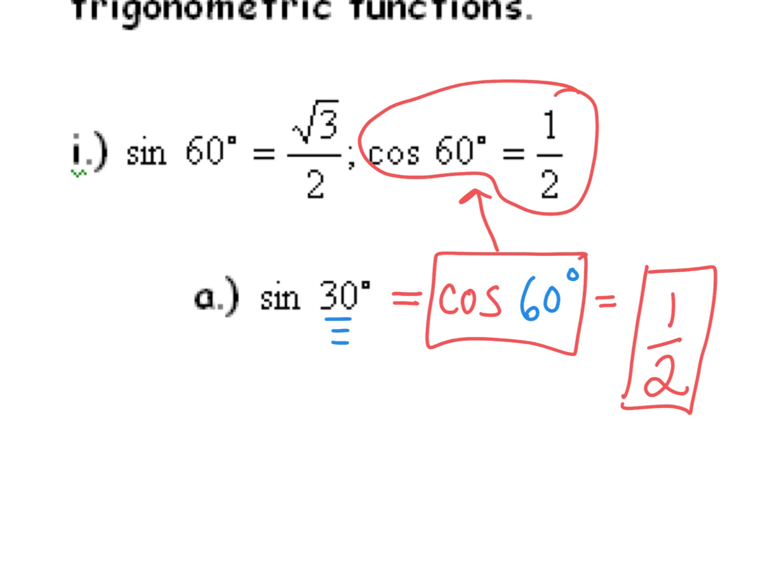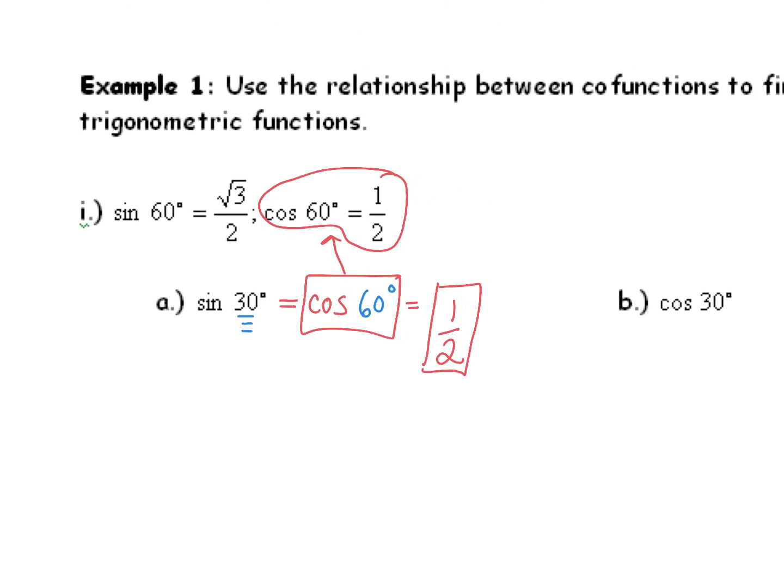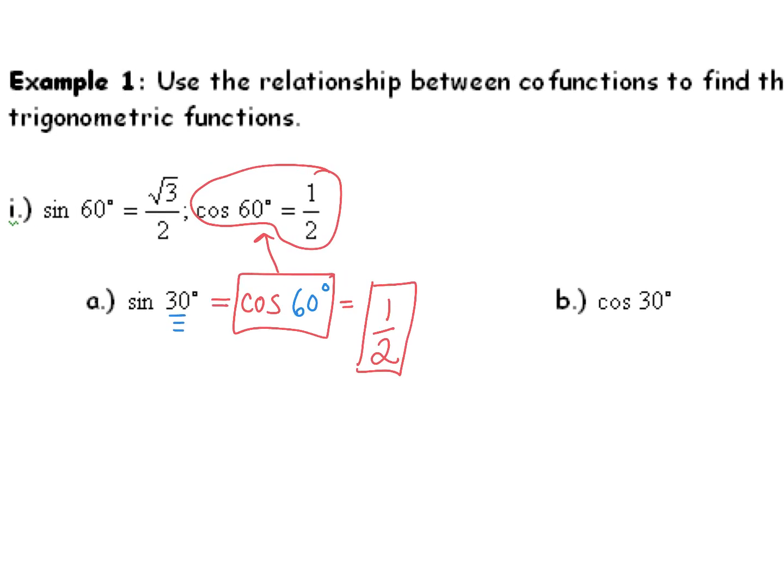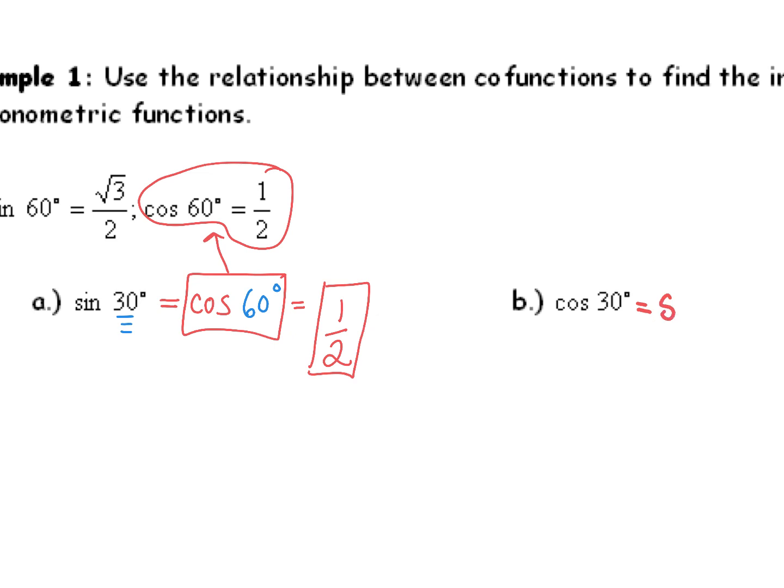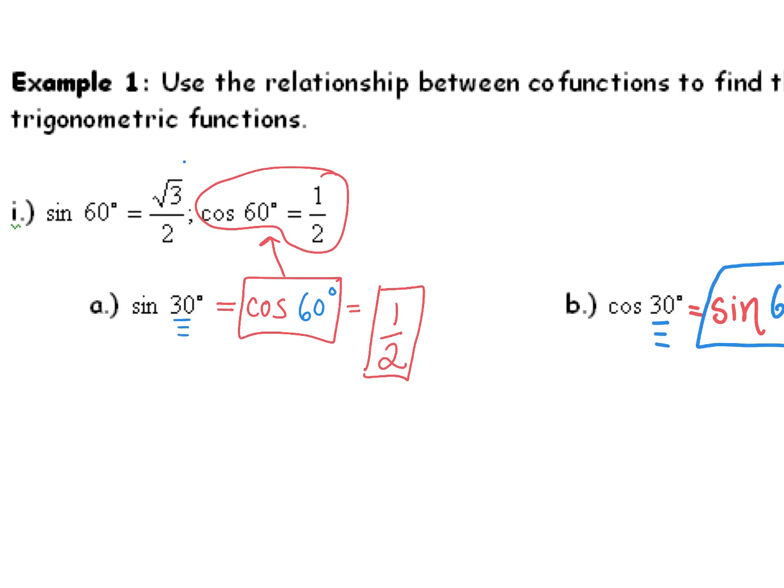All right, let's try it again. So the cosine of 30. What is the cofunction for cosine? You're right, it is sine. So just take the CO off of it. Then you have to look at your angle and ask yourself, what's the complement of 30 degrees? Yes. So notice that the cosine of 30 is going to be the same as the sine of 60. And they give you that number right over here.